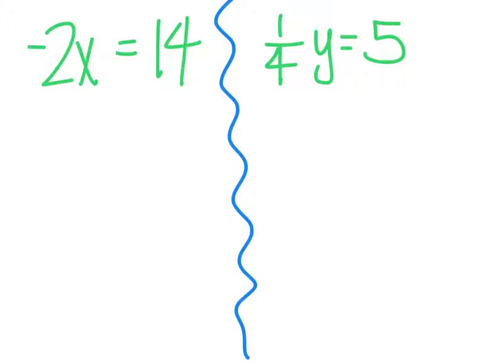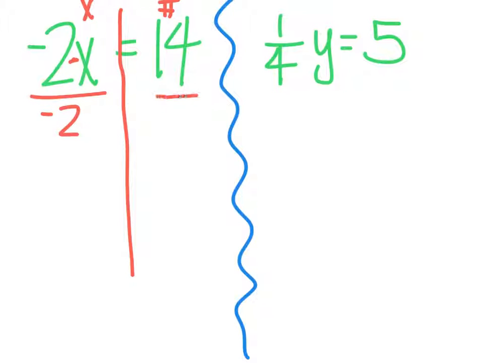Last two problems. Do not forget that if you have a number and a letter next to each other, that in fact means they are multiplied. So when I'm solving here, I need to again get x by itself and numbers on the other side. So the opposite of multiplying by negative 2 is to divide both sides by negative 2. So I get x equals 14 divided by negative 2 is negative 7.